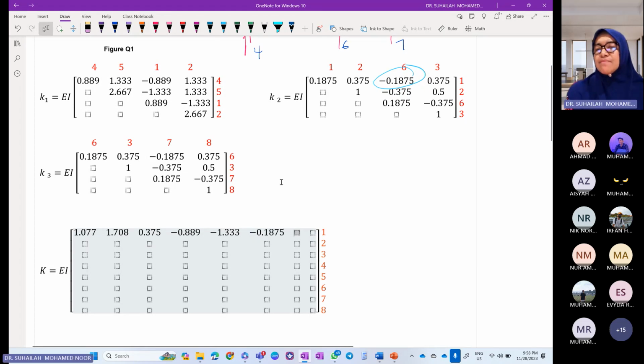1,7 and 1,8 are 0 and 0. When you cannot find the position, it means the value is 0. There is no 1,7 or 1,8 in K1, K2, and K3, so the value is 0. Okay. Next value is 2,2. This is 2,2, another 2,2 is here. It is 3.667.